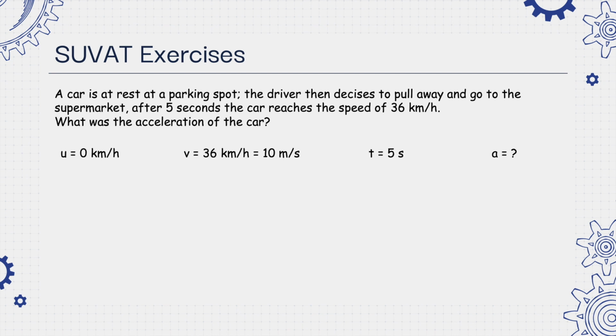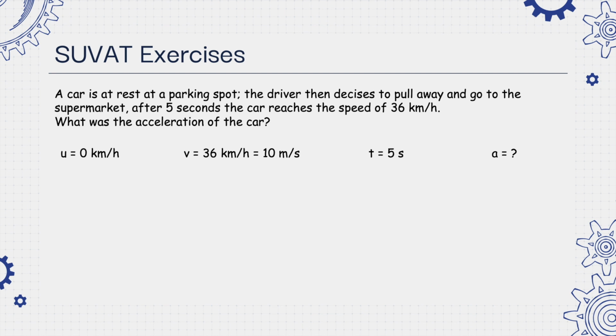Now, all the velocities, we want to have them in meters per second, not kilometers per hour. So 36 kilometers per hour is equal to 10 meters per second. If you have a velocity in kilometers per hour, you just have to divide by 3.6.